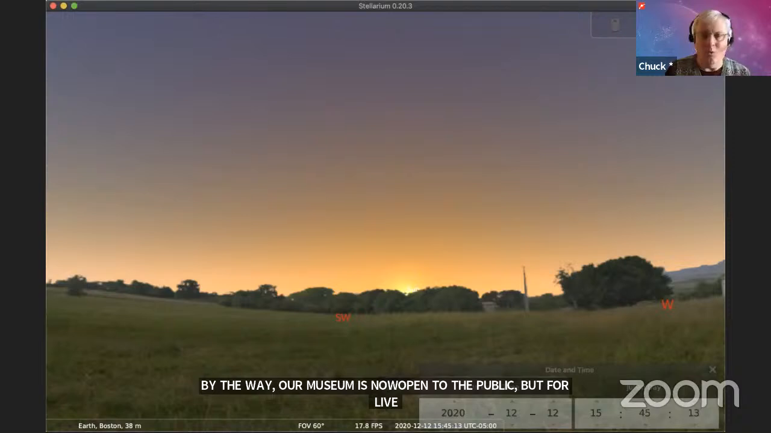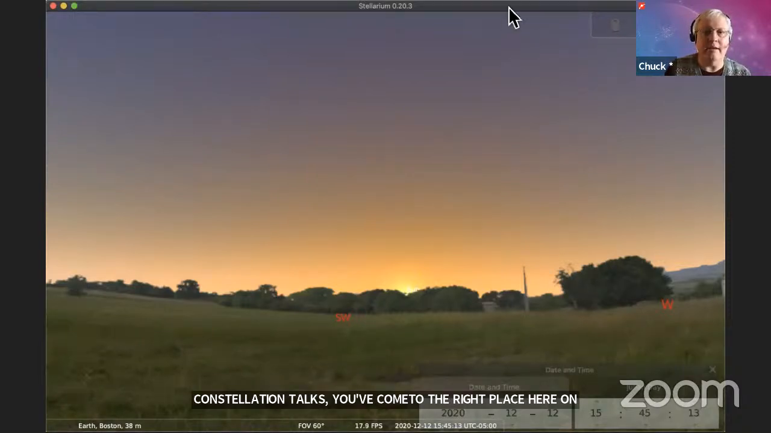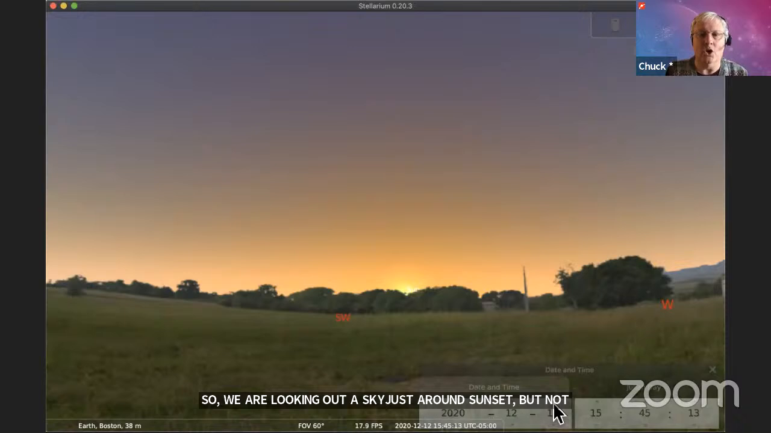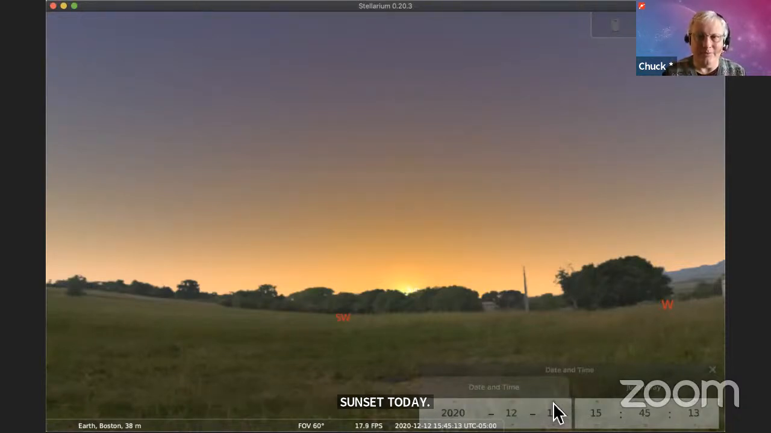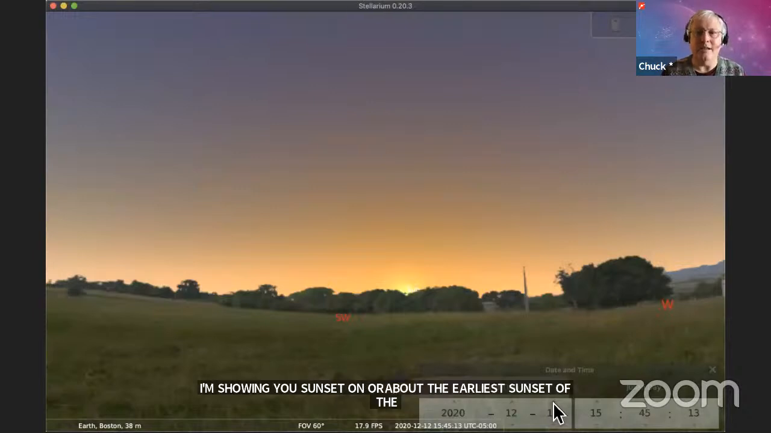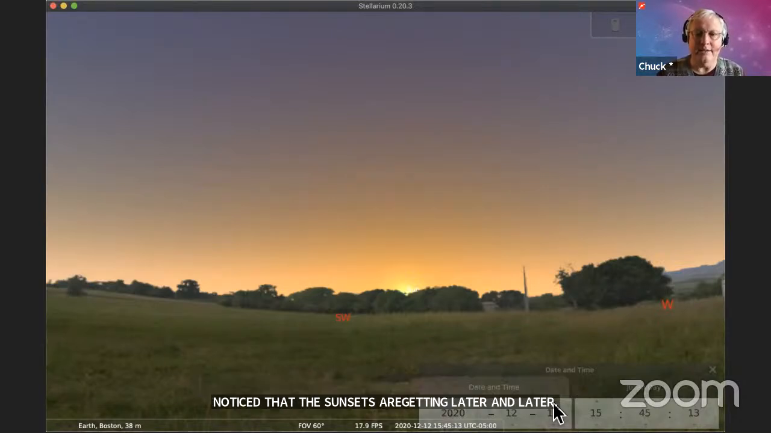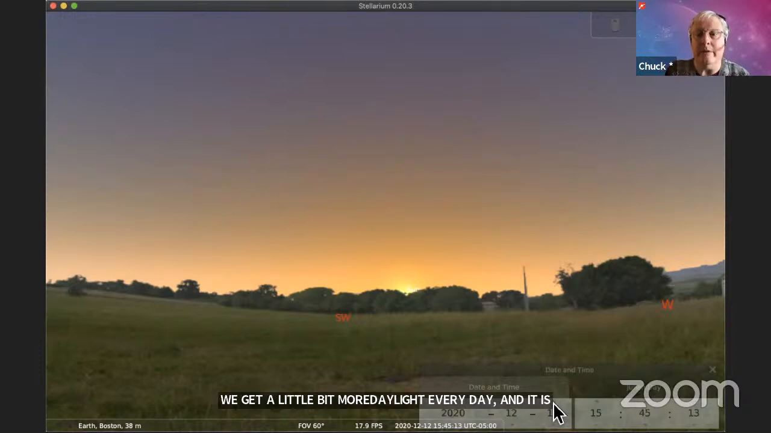So we're looking at a sky just around sunset, but not sunset today. I'm showing you sunset on or about the earliest sunset of the entire year, and that was back in December. I'm sure everybody has noticed that the sunsets are getting later and later. We've got a little bit more daylight every day, and it's actually accumulated to quite a bit more daylight now in the late afternoons, whereas the sun set at a little after 4 o'clock on its earliest.